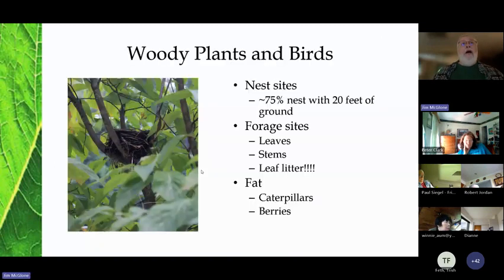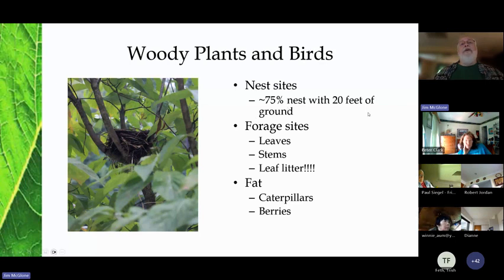All right. So how do woody plants and birds interact? Well, first of all, woody plants provide nest sites. This is a cardinal nest. They keep coming back to this. That's how I know it's a cardinal nest. This is actually in a Magnolia stellata, a non-native magnolia that we have in our yard.